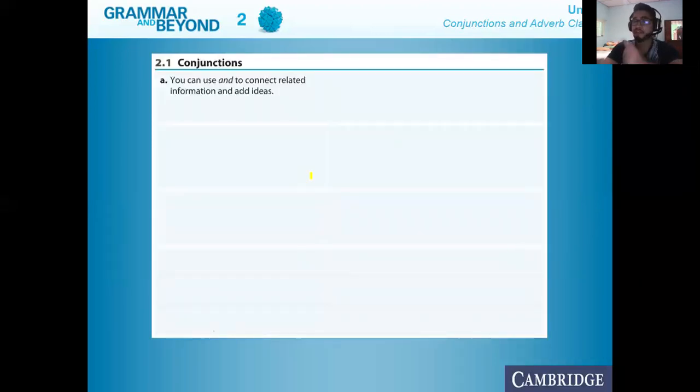So the first use for conjunctions is that you can use and to connect related information and add ideas. So remember that the meaning of and is addition, okay? You want to add something else. You want to give some extra information that you probably didn't provide in the last sentence. For example, the shoppers were tired and hungry. You see, we are joining over here, by and, two adjectives, okay? Two adjectives, we are adding more.